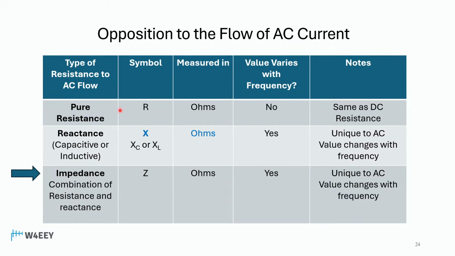So we've talked about pure resistance, we've talked about reactance, a coil or a capacitor by itself. Now what happens when we combine resistance and reactance? That's something called impedance, a combination of resistance and reactance. All of these funny terms here. The symbol for impedance is Z, and I'll show you how to remember that in a minute. It's measured in ohms, and varies with frequency, and it's unique to AC because the value will change with frequency, only with an AC circuit.